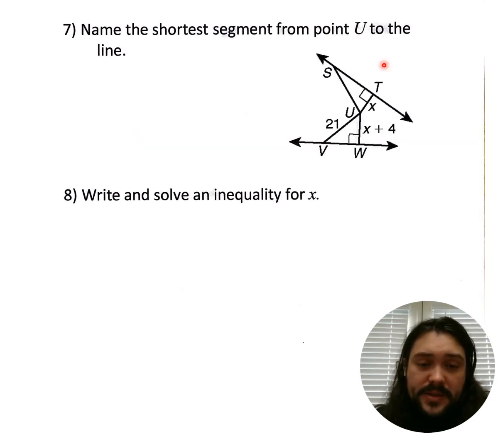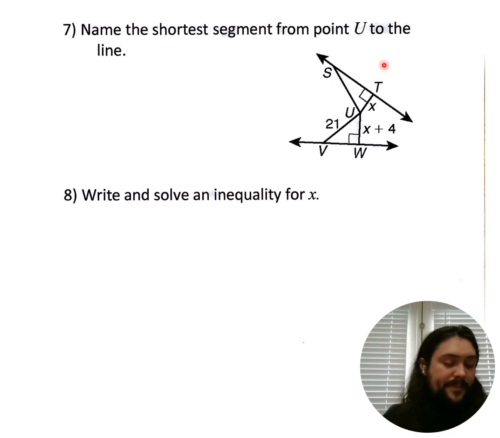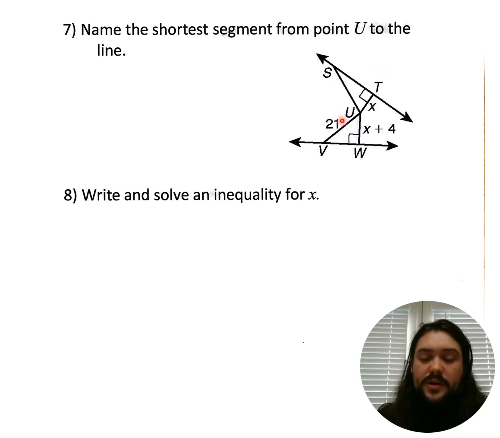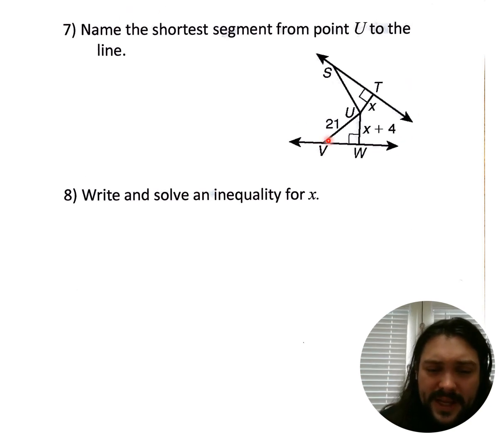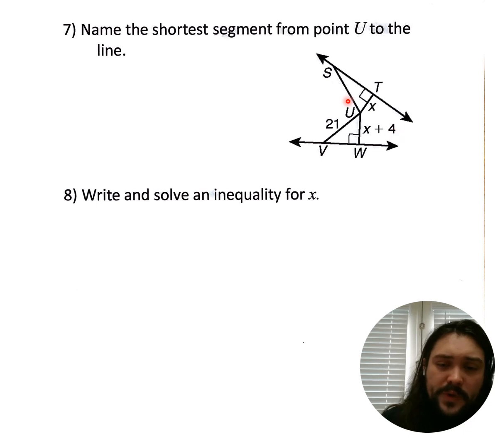Right. So now let's name the shortest segment from, let's see, A to, where am I? On my wrong page. From U, point U here in the middle, to the line. Now it says the line, there's 2 lines on here, so we're going to just look at them both and kind of see which one's the shortest to each line.